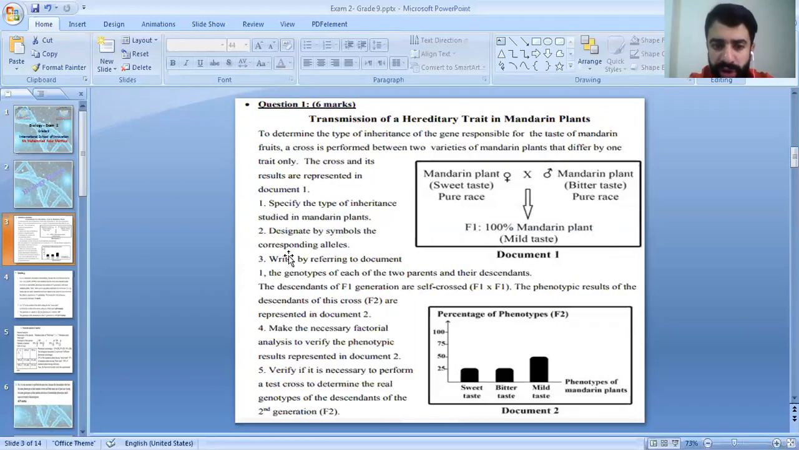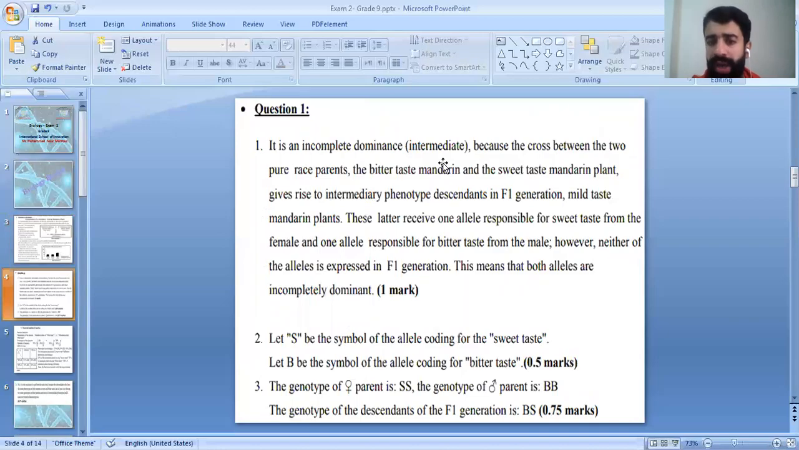Designate by symbols each of the corresponding alleles. The symbols should be capitalized. So first, this is the case of incomplete dominance. Why? Because the cross done between the two races, the bitter taste mandarin plants and the sweet taste mandarin plants, gave rise to an intermediate phenotype in the F1 generation, which is mild taste mandarin plants. So they receive one allele from the sweet taste parent and the other allele from the bitter taste parent. So these alleles are in incomplete dominance. Symbols: let S capital be the symbol of the allele coding for sweet taste, which is in incomplete dominance with the bitter taste. Let B capital be the symbol of the allele coding for the bitter taste, which is in incomplete dominance with the sweet taste.